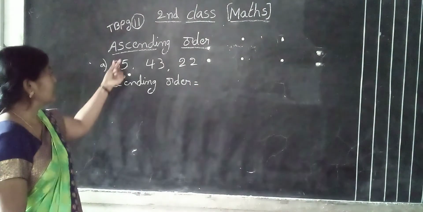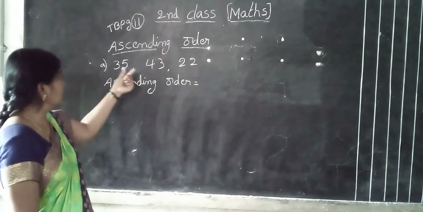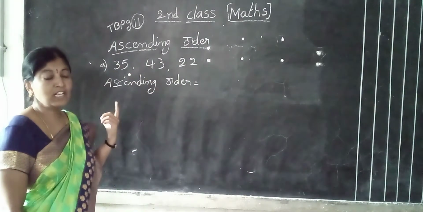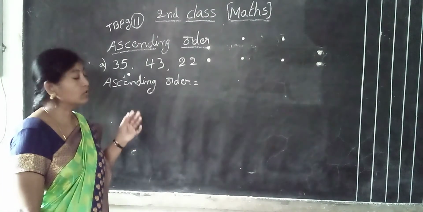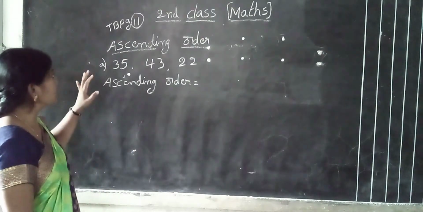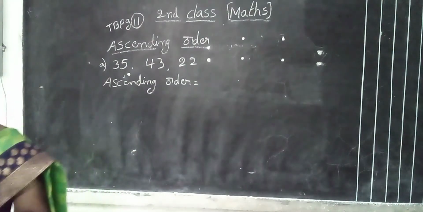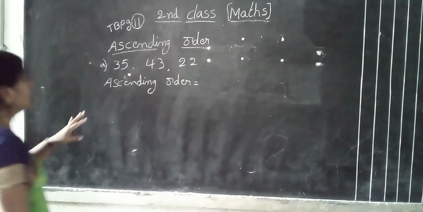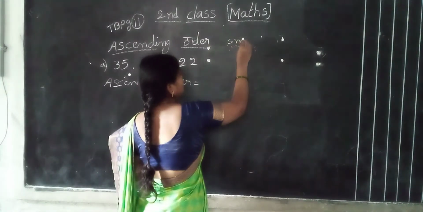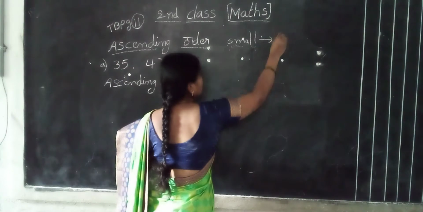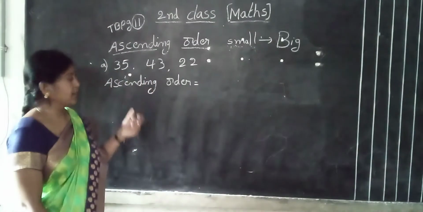Children, listen. What is ascending order? Ascending order means, in these numbers, which one is the smallest? First we write the smallest to the biggest number. Ascending order means small to big. The numbers start from small to big. Small to big number. This is called ascending order.